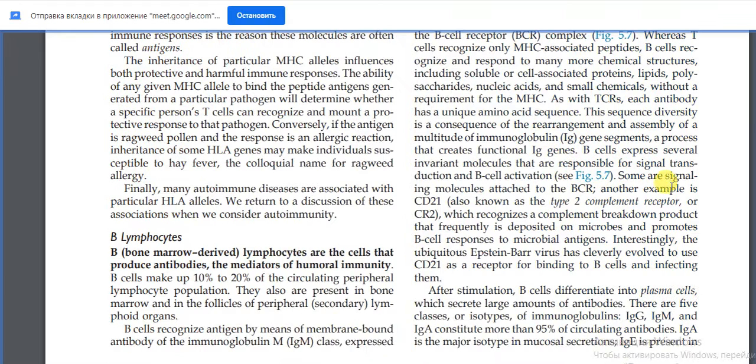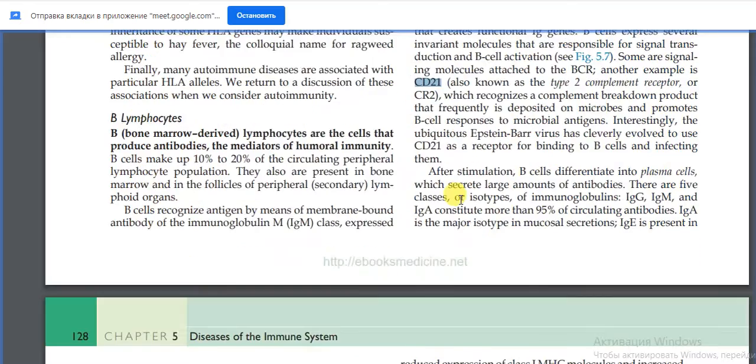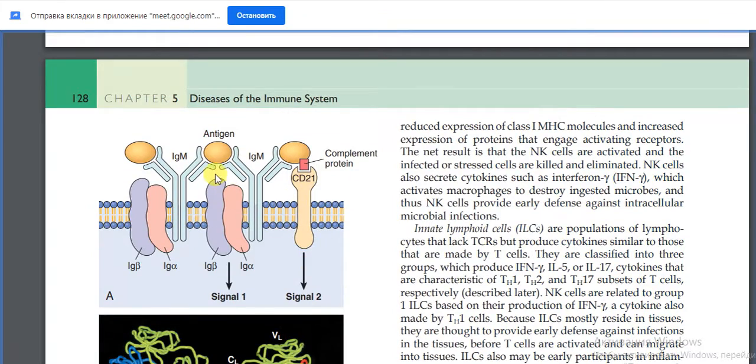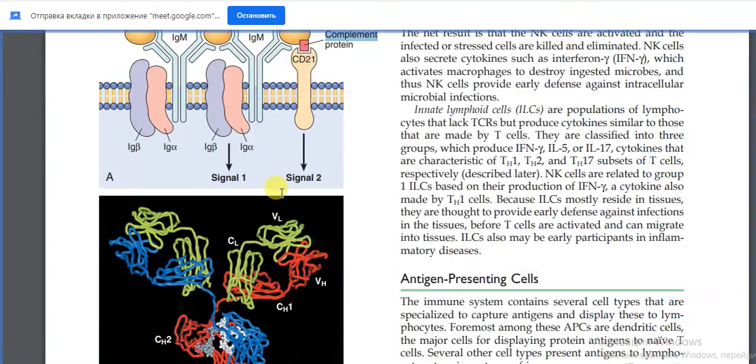Some signaling molecules are attached to the BCR. Another example is CD21. CD21 is a special cell marker which is attached with IgM, and it is composed of immunoglobulin beta and Ig alpha. When they bind with IgM, this CD21 attaches antigens which are attached with complement. You remember complement, especially C3b. When it is attached with the complement system, these particles of antigen are analyzed by B lymphocytes.